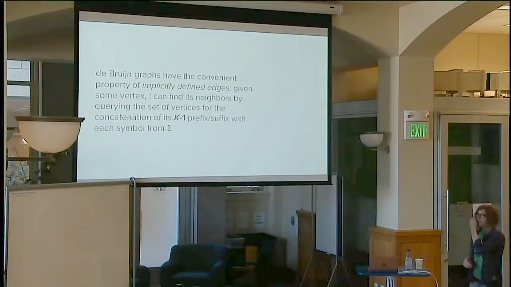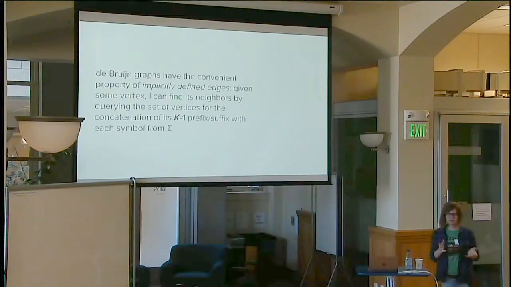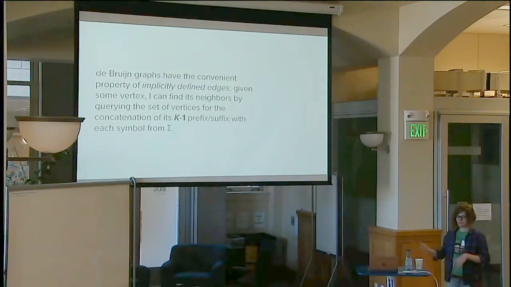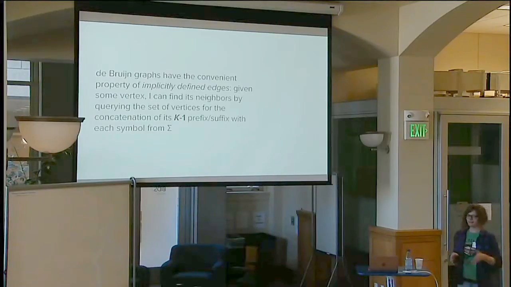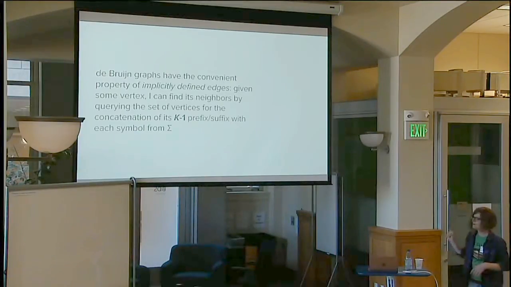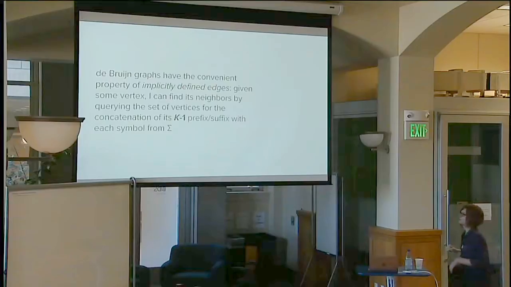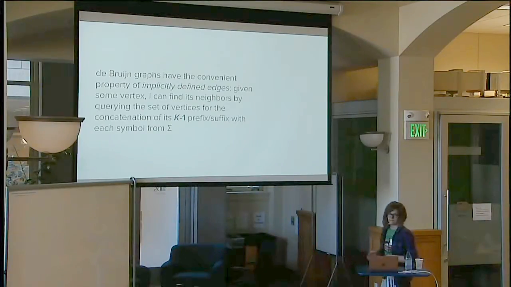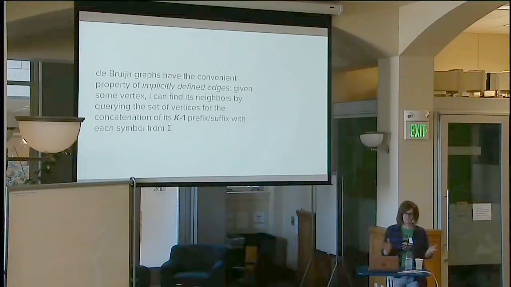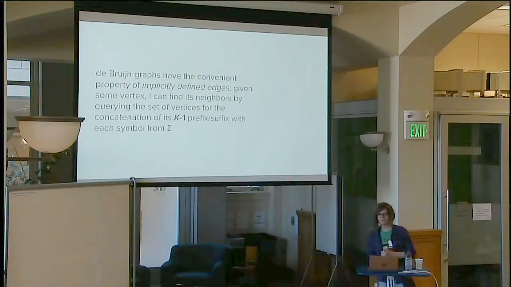De Bruijn graphs have this really convenient property, you might notice, that the edges are implicitly defined, right? So if I have some vertex, I can find all of its out neighbors, its right neighbors, by taking the suffix, and then just adding each symbol in the alphabet to it and querying, right? And I can do the same for the in neighbors as well. And usually, in our use case here, our alphabet is just going to be 4 symbols, A, C, G, and T. So that's pretty efficient, right? I only have to check 4 things. So all I actually need is a big set. I just need a big bag of nodes, and I have a de Bruijn graph implicitly defined.